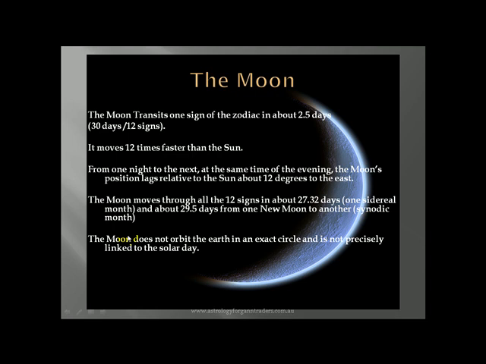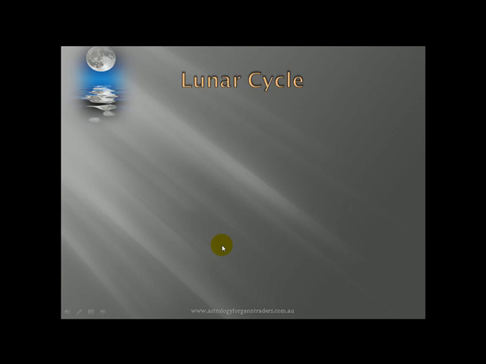Okay, the moon does not orbit the earth in an exact circle and is not precisely linked to the solar day. The moon's path is slightly different, and its daily motion causes it to take about 30 days to go around the earth. So the lunar cycle, what else do we need to know about the lunar cycle?